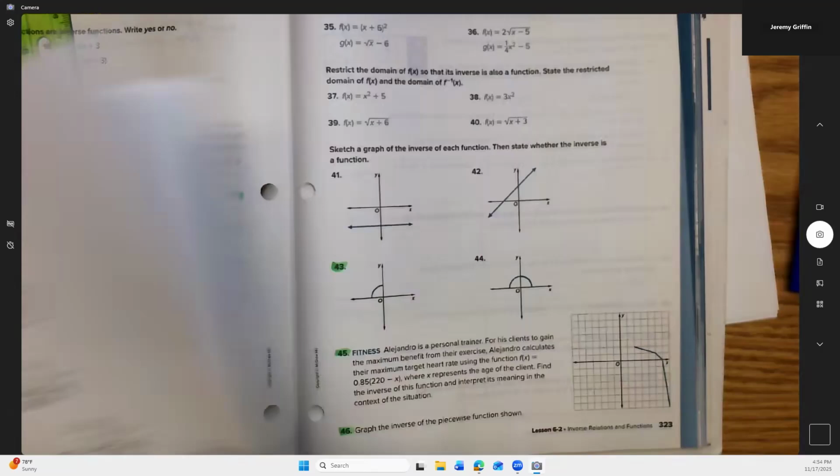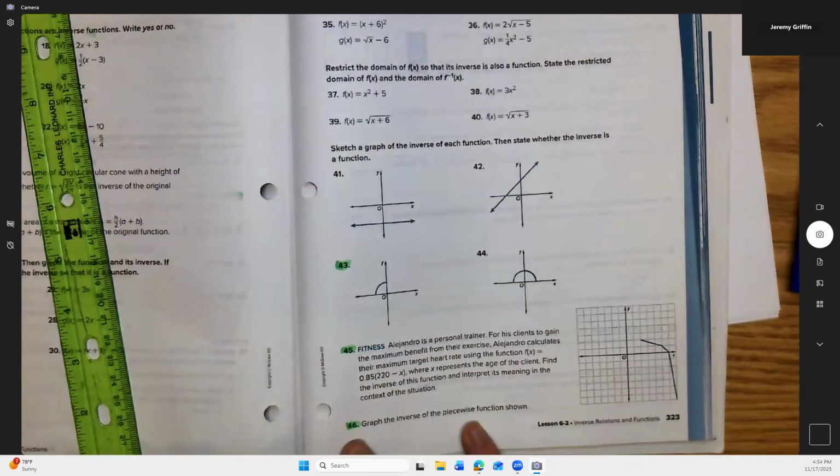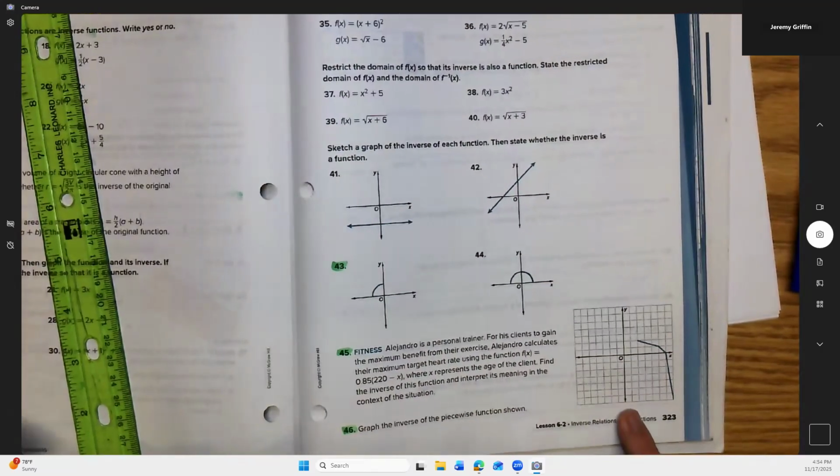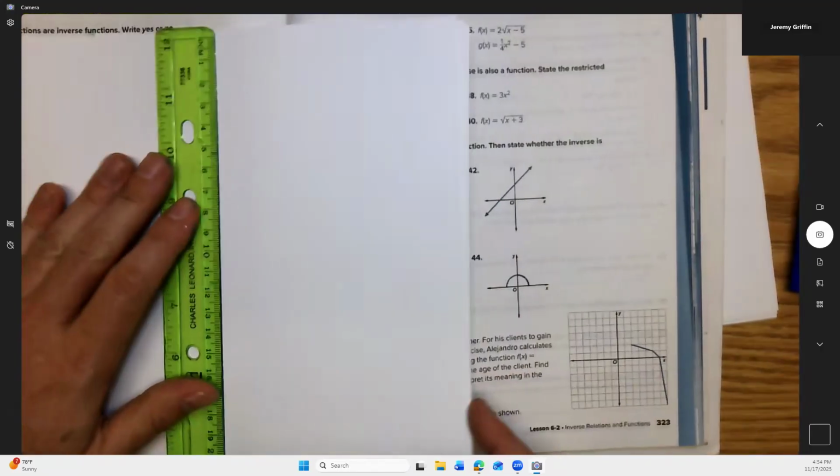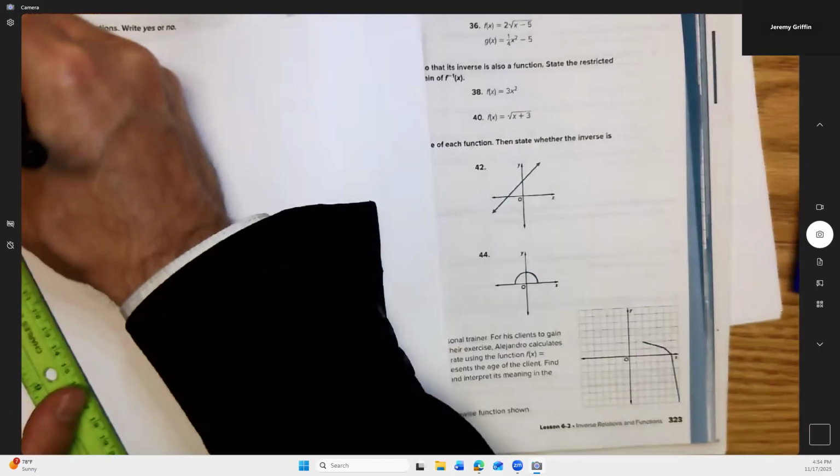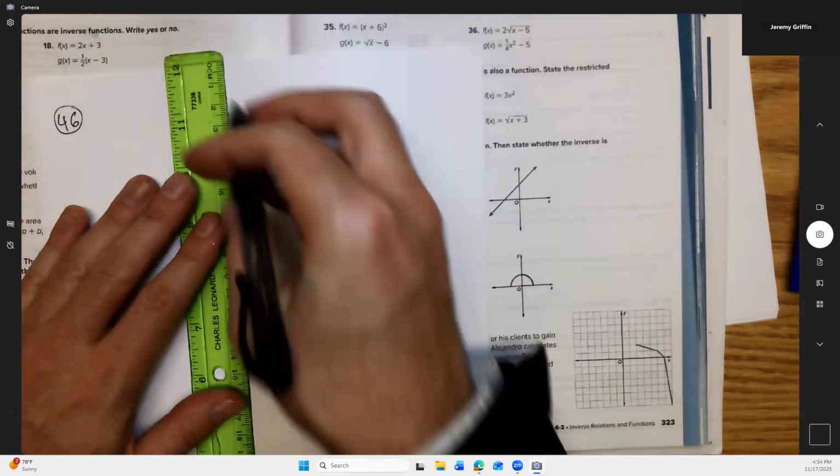All right, and last one, 46. Graph the inverse of the piecewise function shown. Okay, so all I have to do is swap the coordinates. What's x and y becomes y and x. And that'll take care of it.